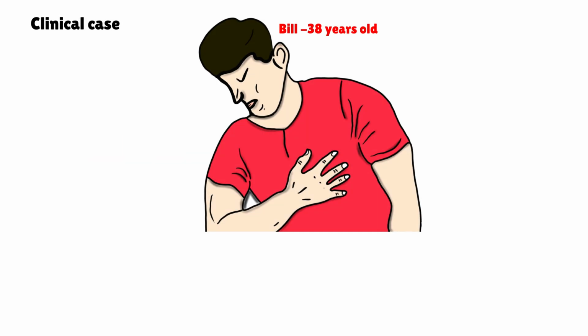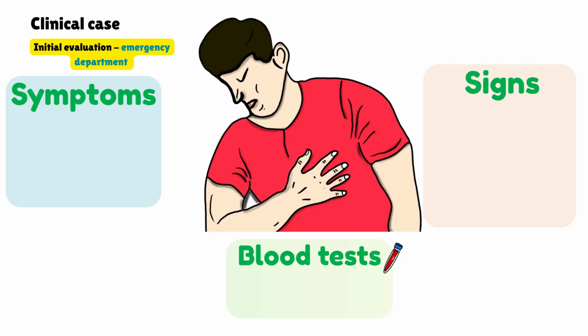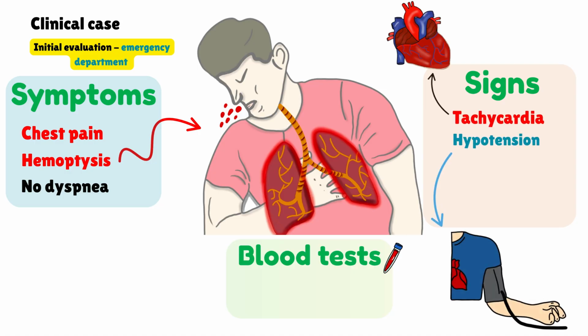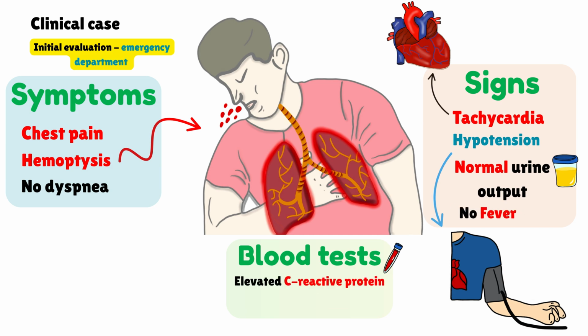A 30-year-old man with no known comorbidities presents to the emergency department with acute onset of severe, sudden chest pain accompanied by hemoptysis, but no signs of dyspnea. On initial examination, the vital signs showed little tachycardia and mild hypotension, with normal urine output and no fever. The blood work showed elevated C-reactive protein and mild leukocytosis, but no other significant modifications.